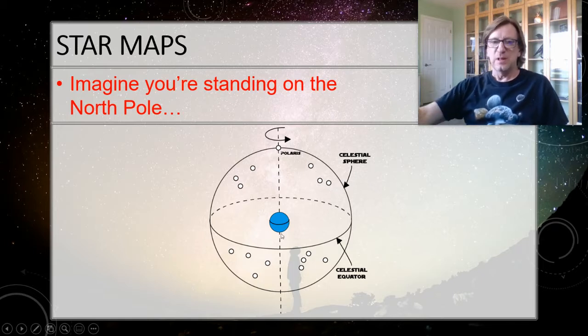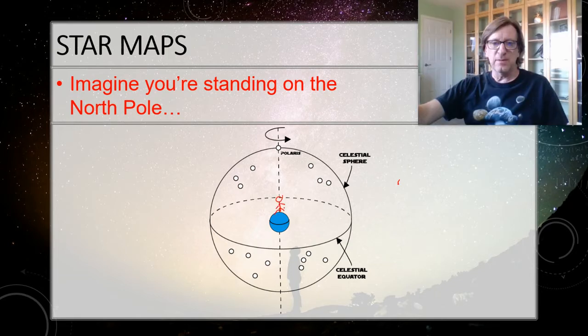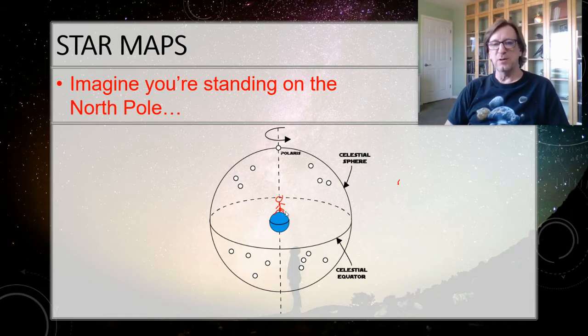All right, so let's imagine that you're standing on the North Pole, like right there. Look at your class notes, about two-thirds of the page down. So suppose you're standing on the North Pole. Where would Polaris be in your sky?